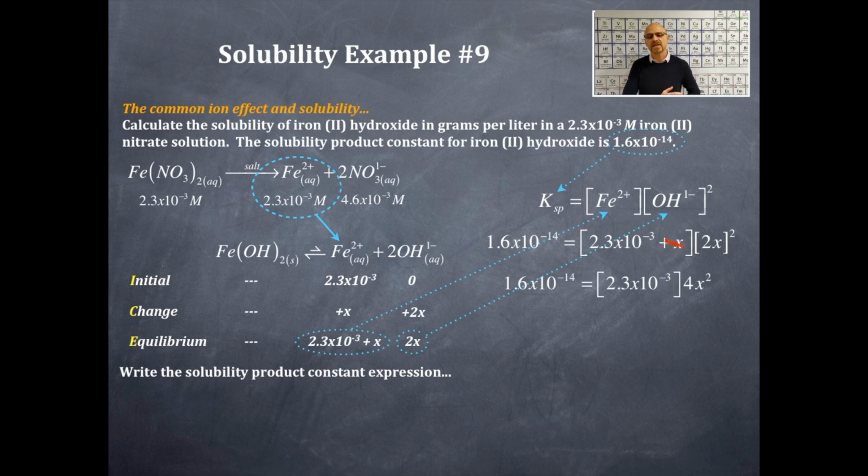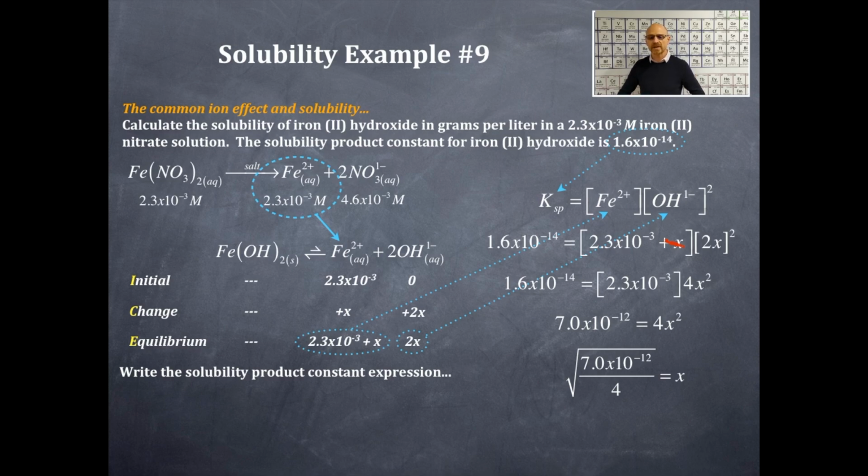So we have on the left-hand side 1.6 times 10 to the negative 14, and then we have the iron ion concentration at 2.3 times 10 to the negative 3, times 4x squared, excuse me. We're going to divide both sides by the 2.3 and the 4, and then take the square root. So I've divided both sides by the 2.3 times 10 to the negative 3. Now we're going to divide both sides by the 4, and then take the square root. And that's what I'm doing right here.